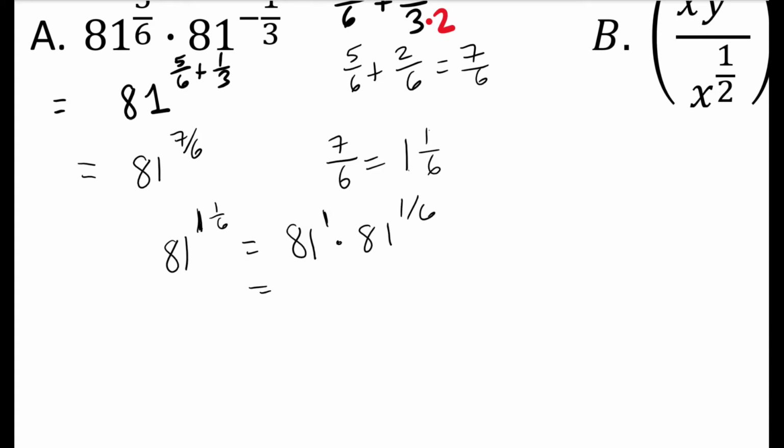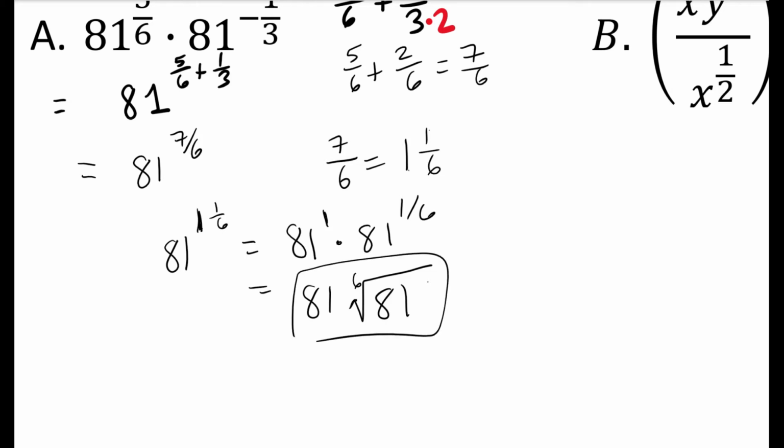So you have 81 to the 1st power, which is just 81. And then you have 81 to the 1/6 power, which according to the previous lesson, is power over index. So this is going to be a radical with a power of 1 and an index of 6. That's one of the ways in which you can simplify that. But again, like I said, we're not concerned with simplifying here. This answer would suffice for this example.